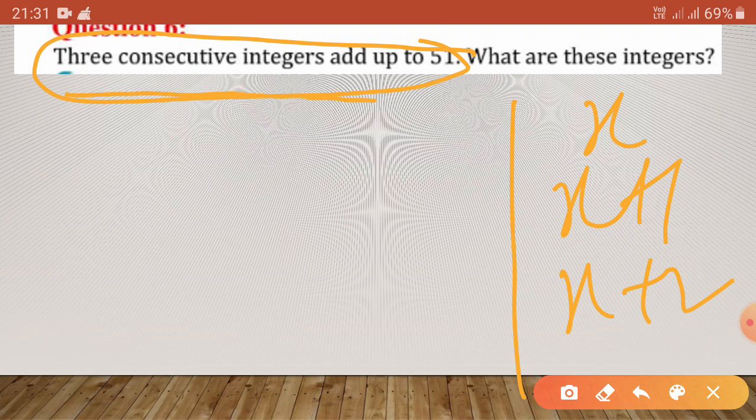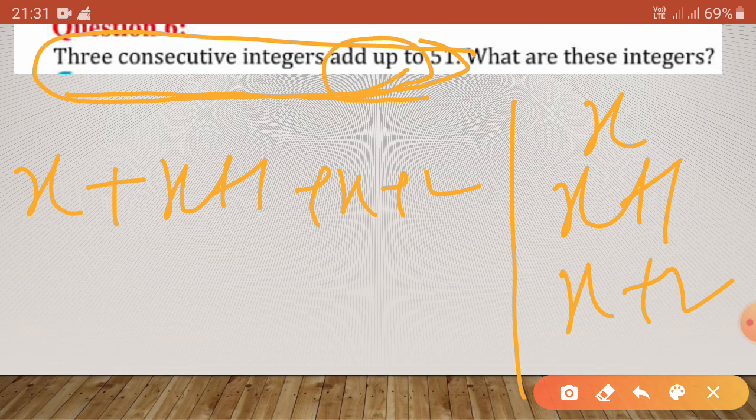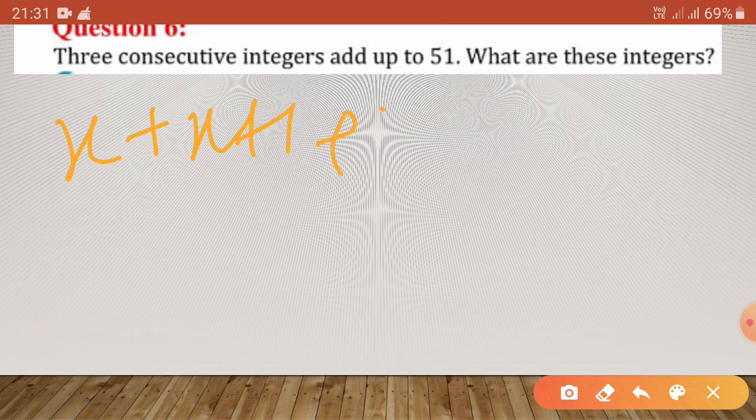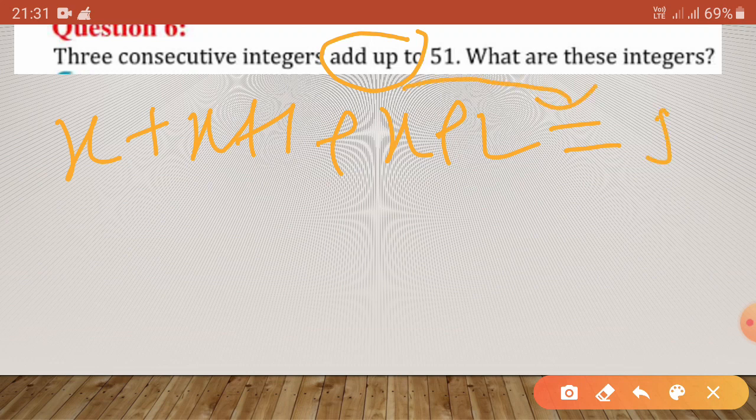Three consecutive integers add up, so we have to add all those integers, that is x, then x plus 1, then x plus 2, adds up to 51. That means it gives the result 51. So we can put an equal sign and then 51. We can write it clearly: x plus x plus 1 plus x plus 2, then equal sign. Here "adds up" means equal sign, and then put 51 on the right side.